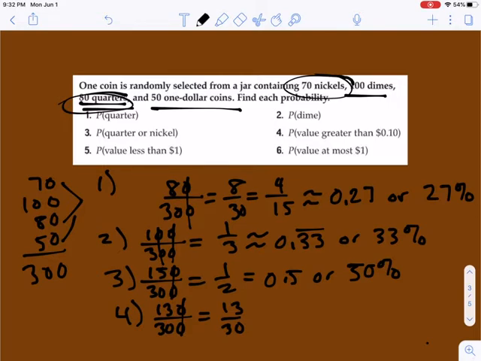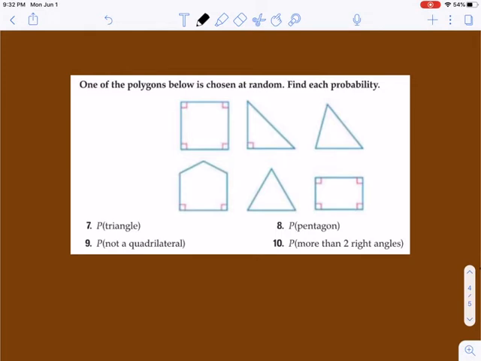So let's look at some other facets of this. All right, so one of the polygons below is chosen at random. Find each probability. So there are 6 polygons altogether, right? It looks like we've got a quadrilateral here and a quadrilateral here. We've got a triangle here, and a triangle here. And then we've got a 5-sided shape here that's kind of its own thing.